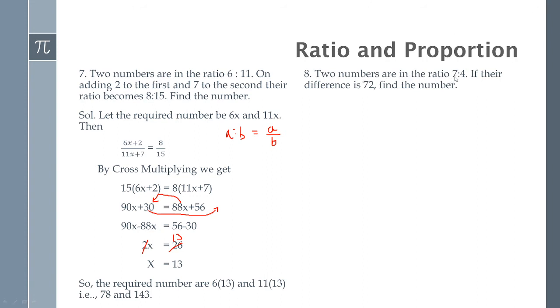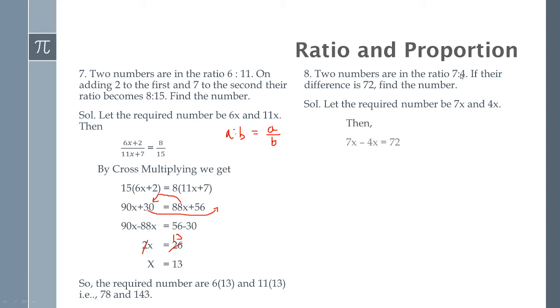Two numbers are in the ratio 7:4. If their difference is 72, find the numbers. So two numbers are in the ratio 7:4. If their difference is 72, find the number. What is the number now? Let the required numbers be 7x and 4x.